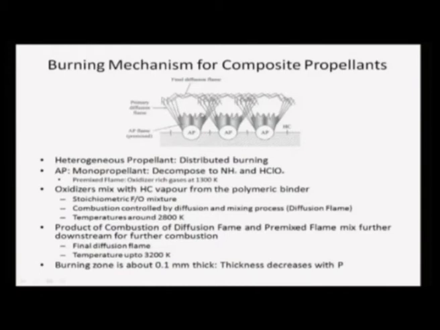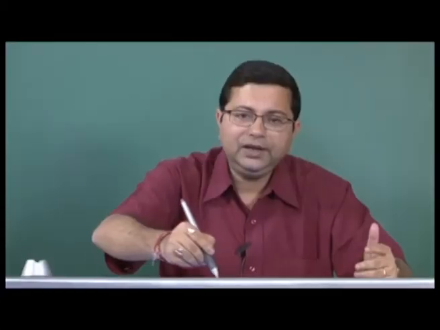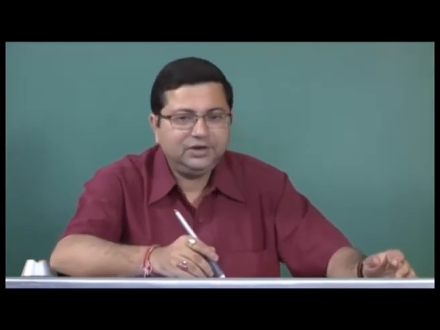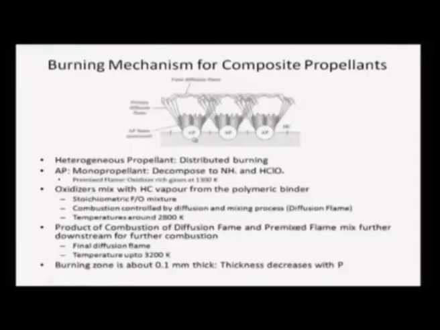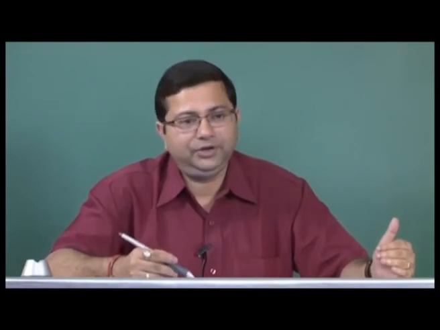and now the product of this diffusion combustion and this premix combustion finally mix to give us the final flame, which is the final diffusion flame sitting slightly away from it. Downstream, the final diffusion flame is created, where whatever is remaining unburned will burn, and the temperature will go up to as much as 3200 Kelvin. So, this entire burning zone is about 0.1 mm thick, and the thickness decreases with increase in pressure. Okay. So, this is how a composite propellant will burn.